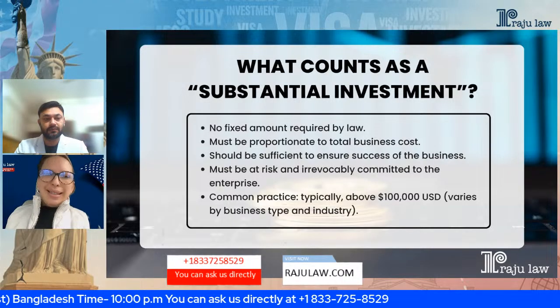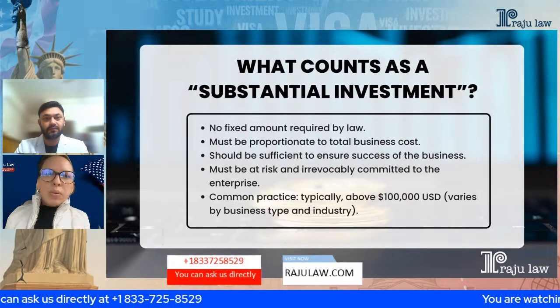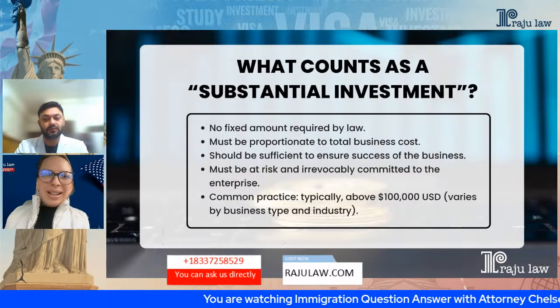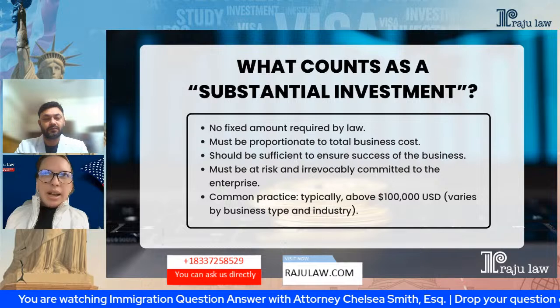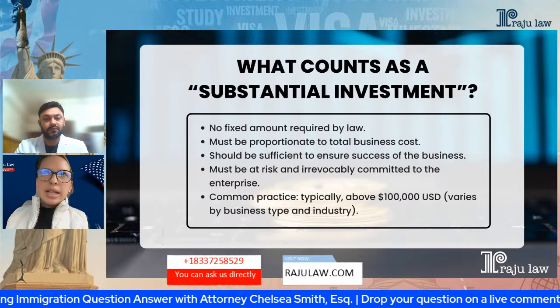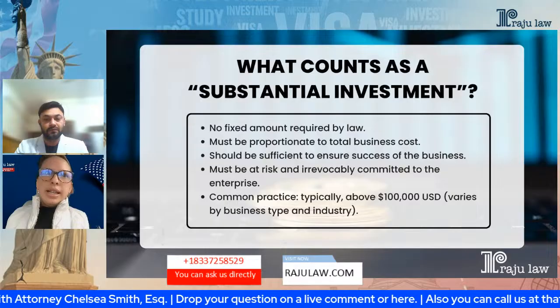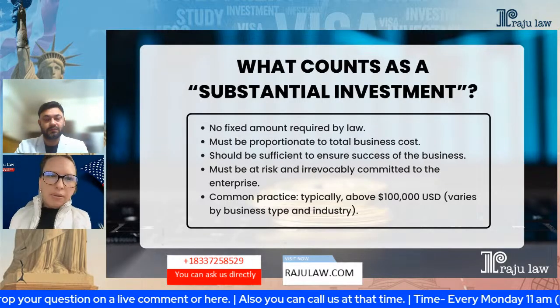We want to see that there's some kind of risk, or that the funds are irrevocably committed to the enterprise. We don't want it to feel passive or like a second priority. We want the business to have intention behind every decision that's made. And a lot of times, in the way that funding is allocated, you can really clearly see the underlying intention. And that's what USCIS will be looking for.